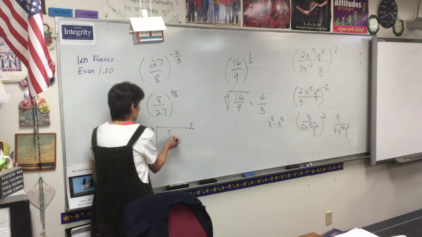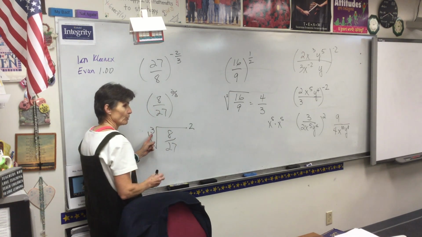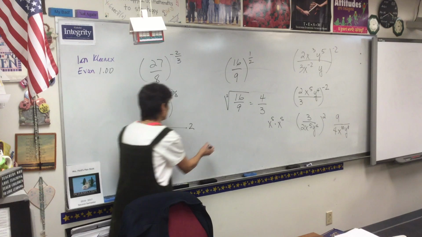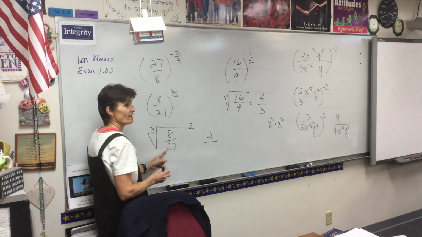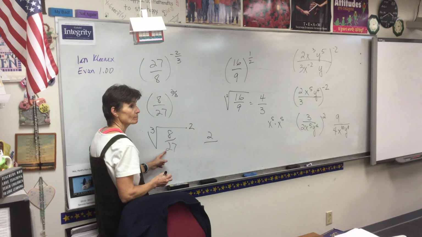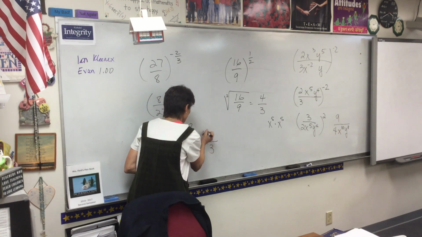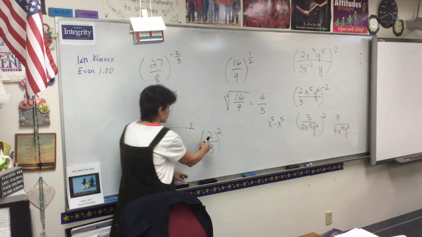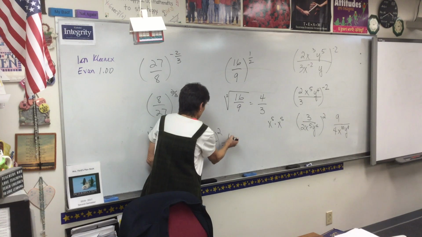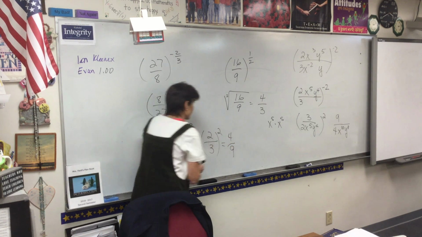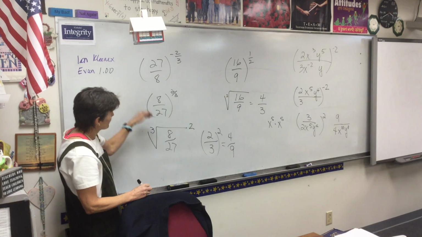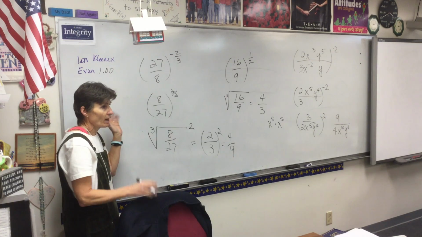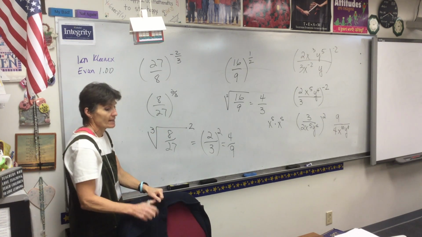You end up getting 4 9ths. What is the cube root of 8? 2. What is the cube root of 27? 3. Now I'm going to square that because of the 2 in that exponent. So 2 squared is 4, and 3 squared is 9. Now, I wrote out every single possible step there. Some of you are going to need to do that, and that's fine. But we need to come up with 4 9ths as the answer.